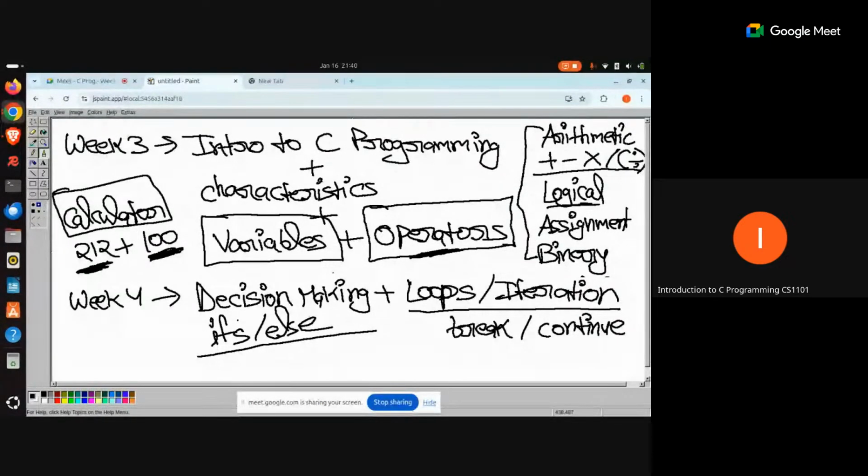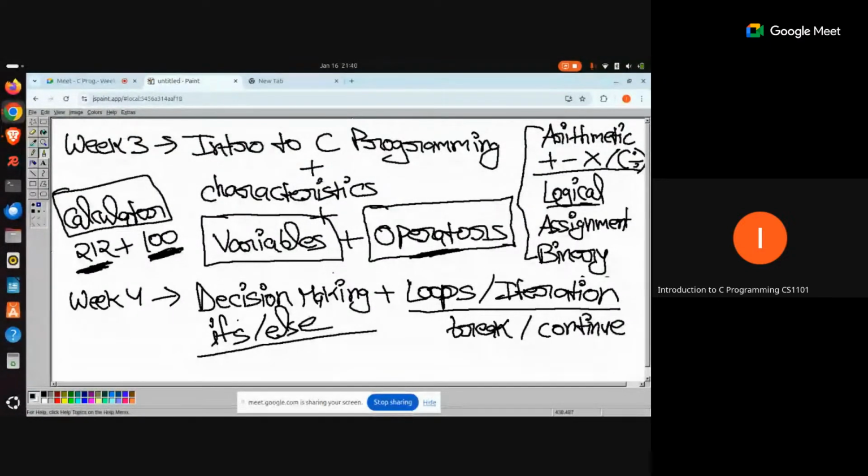Because in real life we make a lot of decisions. Let's say I will be carrying an umbrella with me if it is raining outside, otherwise I will not. So this is actually a condition, right? Only if it rains, then I will be carrying an umbrella with me, otherwise I am not going to. If I get a bus on time, I will be able to reach my office or my school or my college on time, otherwise I won't be able to.